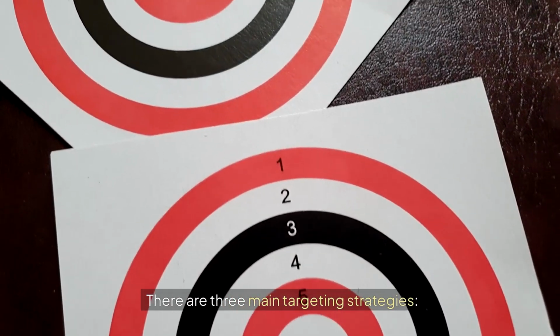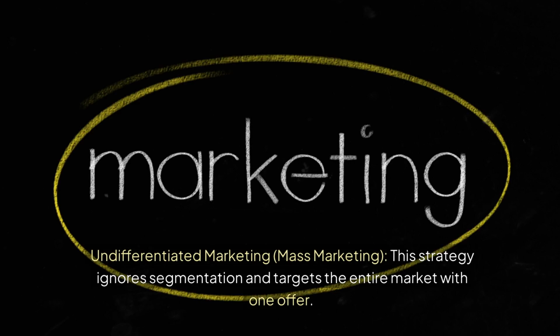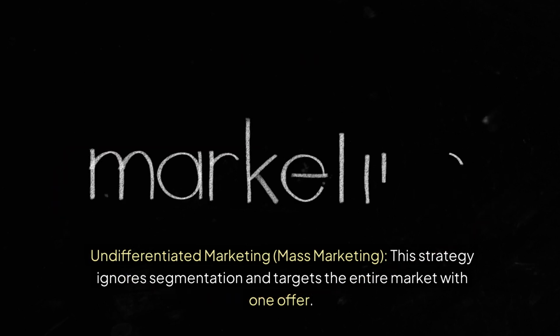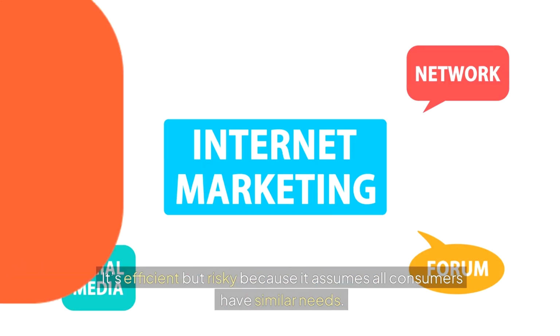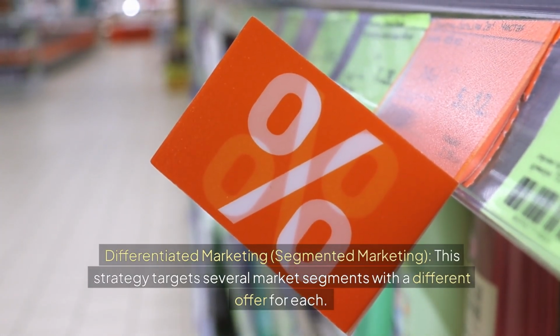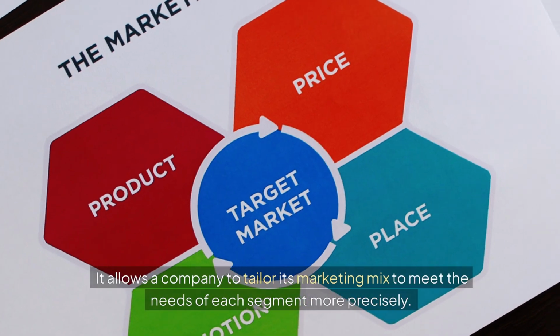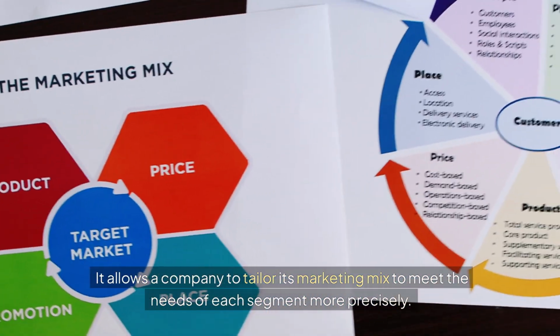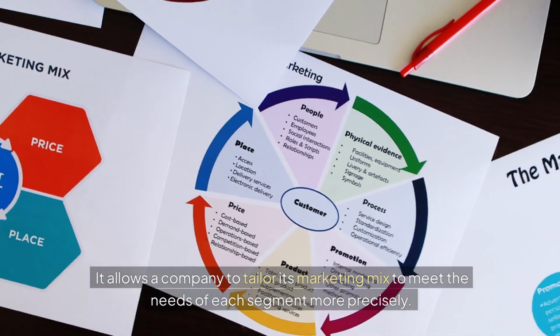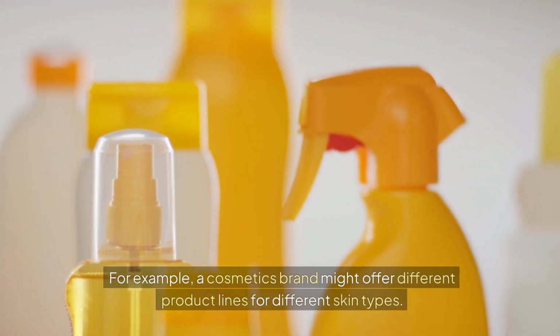There are 3 main targeting strategies. Undifferentiated marketing, or mass marketing. This strategy ignores segmentation and targets the entire market with one offer. It's efficient but risky because it assumes all consumers have similar needs. Differentiated marketing, or segmented marketing. This strategy targets several market segments with a different offer for each. It allows a company to tailor its marketing mix to meet the needs of each segment more precisely. For example, a cosmetics brand might offer different product lines for different skin types.